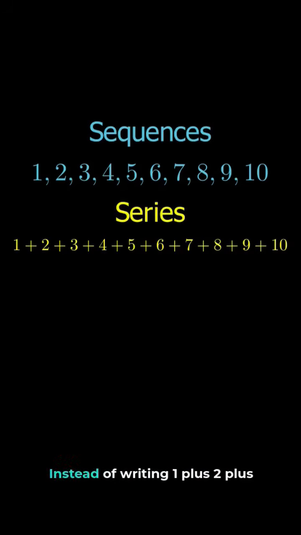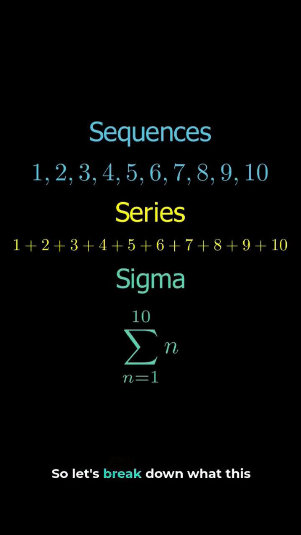Now, luckily, instead of writing 1 plus 2 plus 3 all the way up to 10, we have a better way to denote it, and that's where the sigma notation symbol comes in clutch. Now, to denote this, we can represent it like this. So let's break down what this means. Now, like I said before, this symbol that you see right here is known as the sigma symbol, and it represents summation.